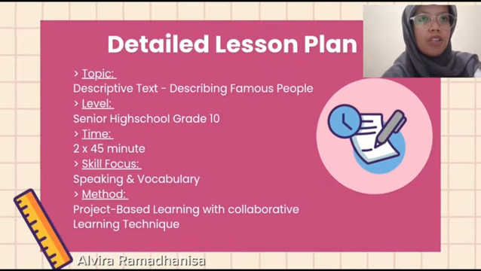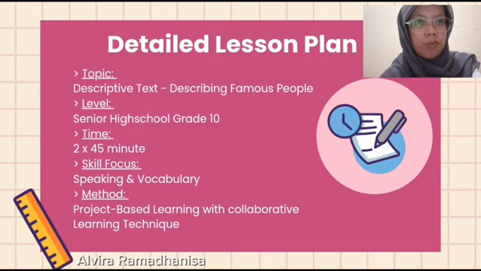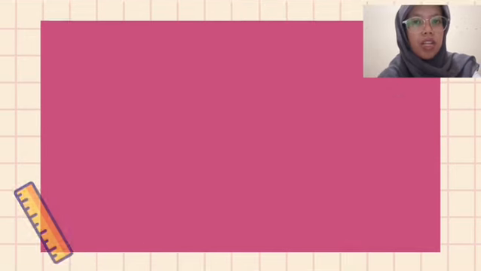Okay, now we are going to the detailed lesson plan. So here our topic is descriptive text, which is describing famous people. And the level is senior high school, grade 10. And for the timing, we decided to use 2 meetings, which are 45 minutes in each meeting. And for the skill focus, we are focusing on speaking and vocabulary. And the method that we use is project-based learning, or PBL, with collaborative learning technique.